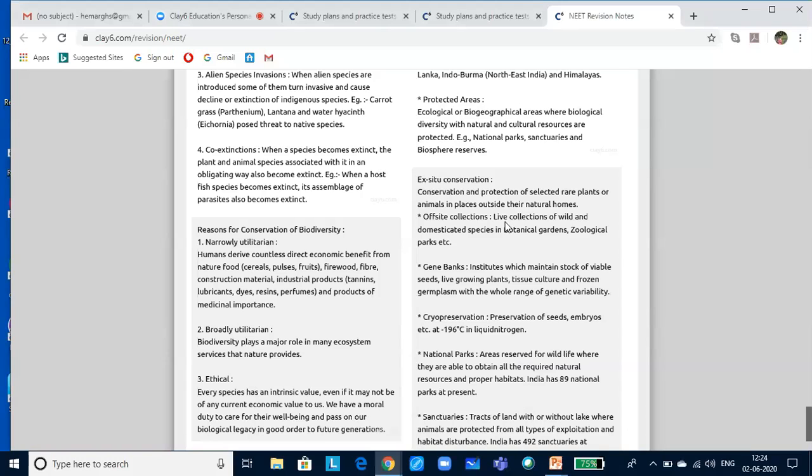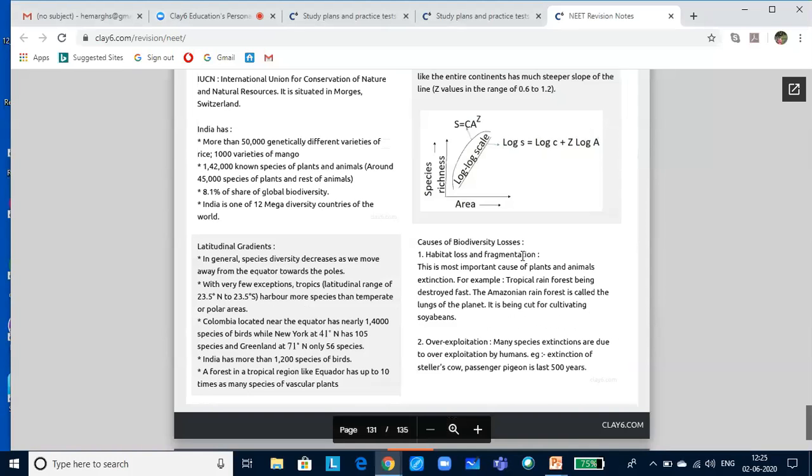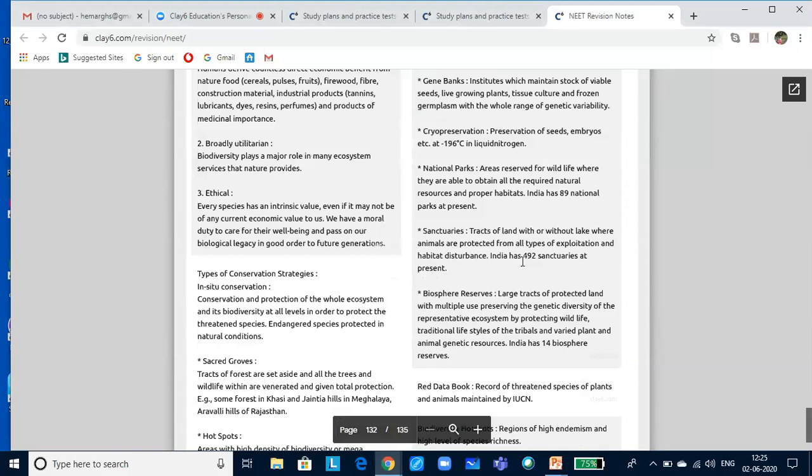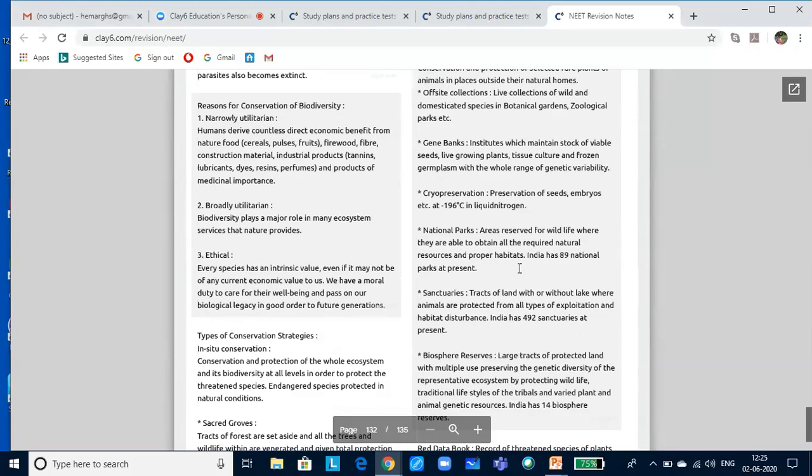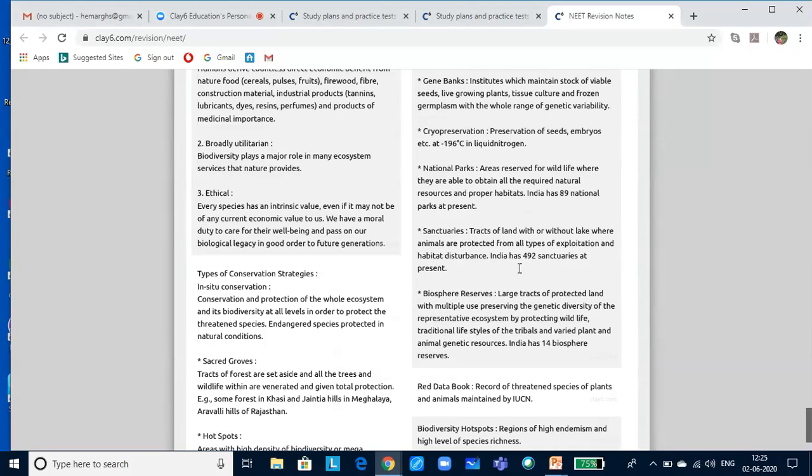Now let us look into the different modes of conservation that is seen. So what is the Convention on Biological Diversity? It's an international legally binding treaty and it has got three important goals, that is conservation of biodiversity, sustainable utilization of the benefits from biodiversity, fair and equitable sharing of benefits arising from the genetic resources.